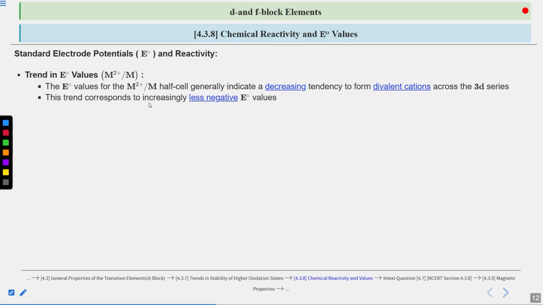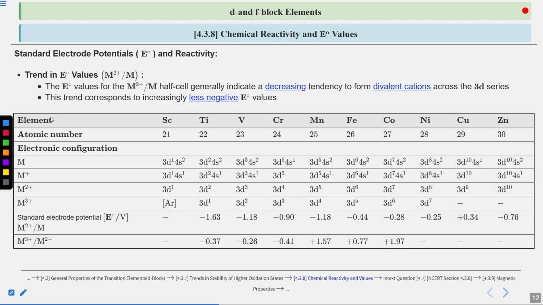This trend corresponds to increasingly less negative E0 values. If you observe in the 3D series, the E0 value becomes less and less negative successively. If you observe this table, where the elements of the 3D series are given from scandium to zinc with their atomic number, electronic configuration in each ionic form, and standard electrode potential in volts from M2 positive to M and M3 positive to M2 positive, you see that they all are negative except the copper one, and the E0 value becomes less negative across the series.